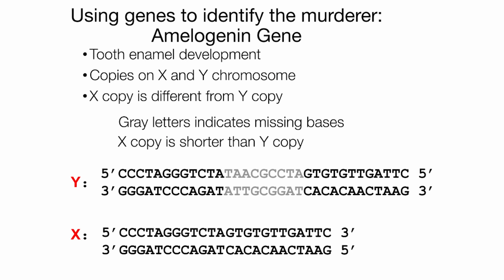So the first thing we'll look at is trying to identify the sex of the murderer. As we discussed, biological females have 2 X chromosomes, and biological males have an X and a Y chromosome. And there's a gene called amylogenin, which is involved in tooth development, that has copies both on the X and the Y chromosome. But the version that's on the X chromosome is actually shorter. So a piece has been deleted, and so there's a much shorter piece of this same DNA. On a Y chromosome, this piece is quite long, and on the X chromosome, it's much shorter.